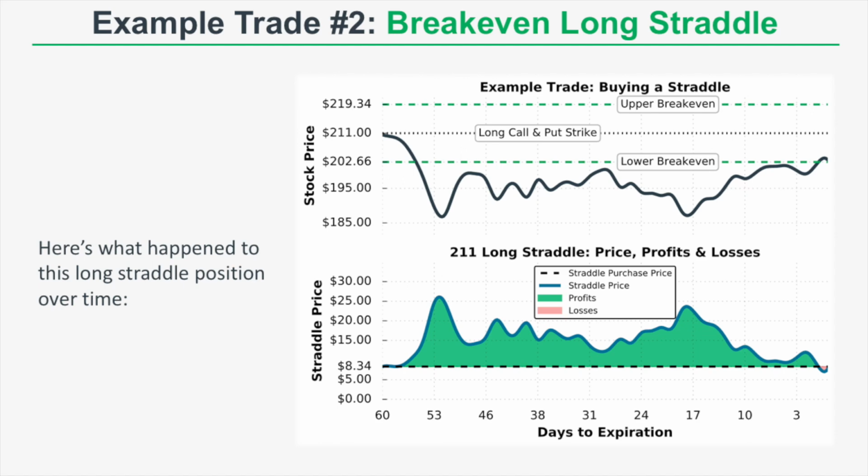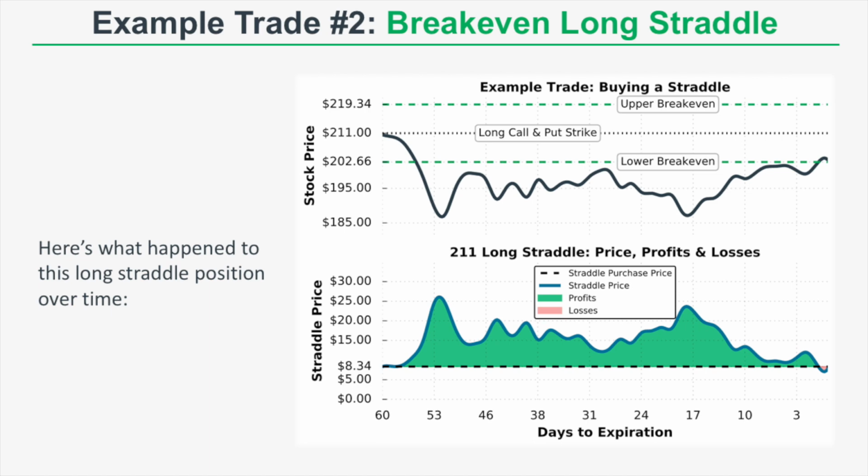Alright, so in the top part of the graph, we're looking at the changes in the stock price relative to our straddle's strike price and break-even points. And in the bottom part of the graph, we're looking at the price changes of that 211 straddle. So as we can see, right after we bought that 211 straddle, the stock price fell down to around $185, and at the same time, that straddle price rose from $8.34 all the way up to $25. So the straddle price tripled.